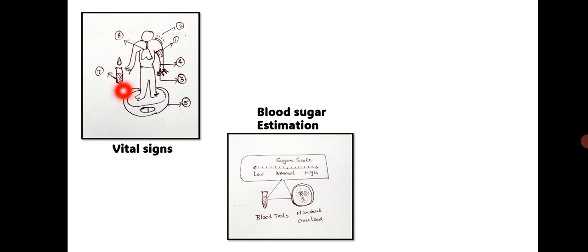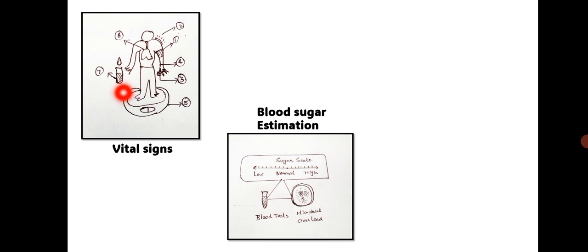Number 7, blood sugar is estimated. Why? Because normal blood sugar is fasting 70 to 110 mg per dl and postprandial 120 to 140 mg per dl and HbA1c less than 7 percent.